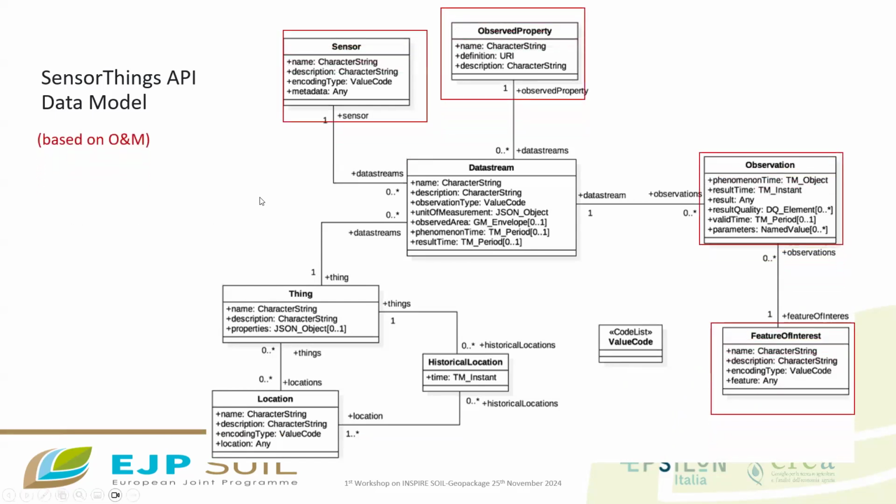It is based on O&M. You see, we have the observation, we have the feature of interest, we have the observed property, and the sensor, that is the process, the procedure.